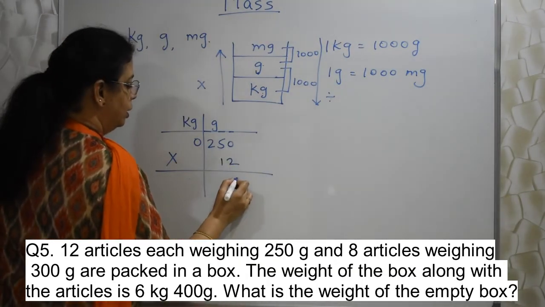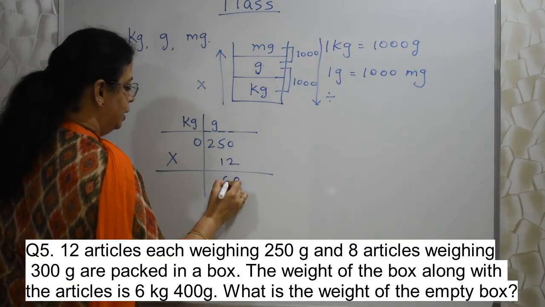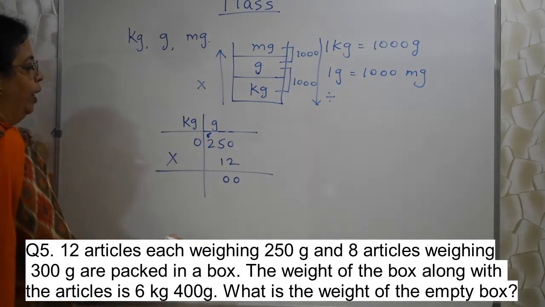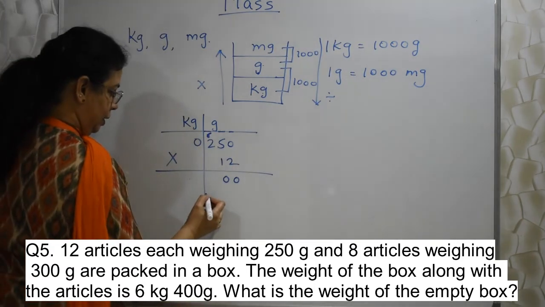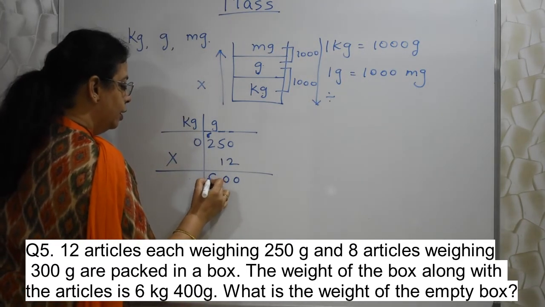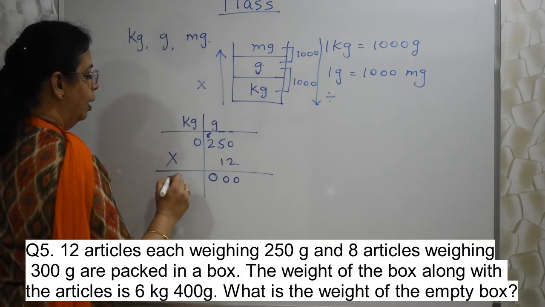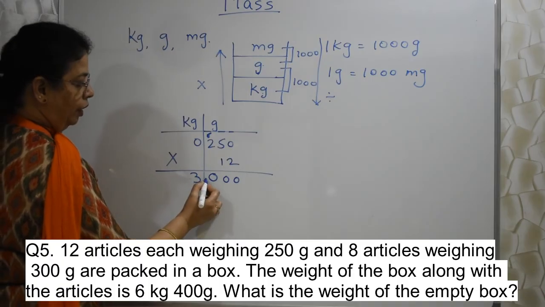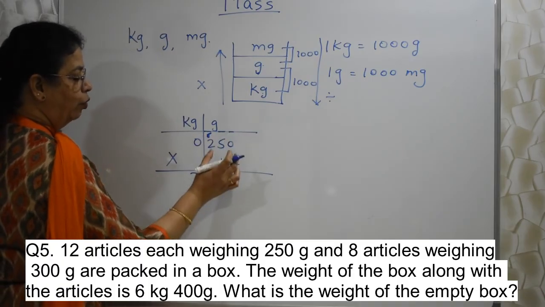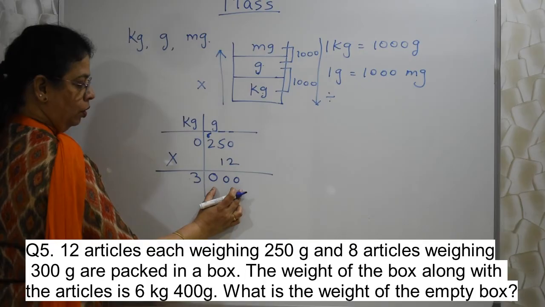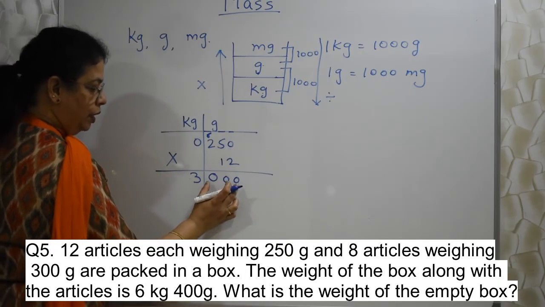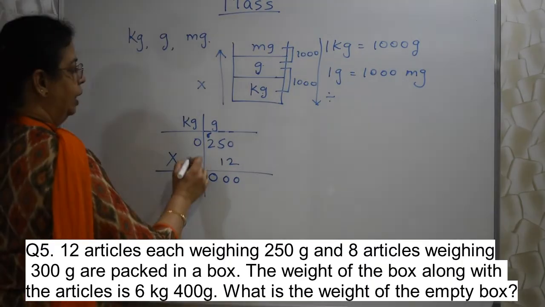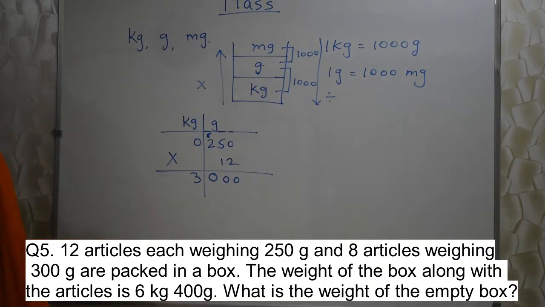So 12 zeros are 0. 12 5s are 60, 6 carry. 12 2s are 24 plus 6, that is 30. 0 will come here and 3 will go here. I cannot write 30 here. Why? Because it can have only 3 places. I cannot give 4 places. So once it reaches the 4th place, I have to shift it to kg. So 3 kg.